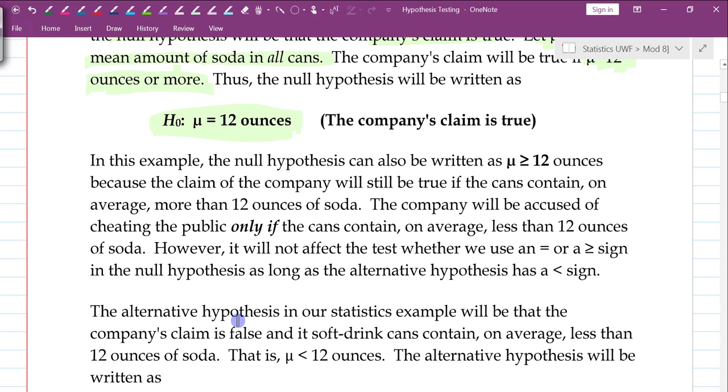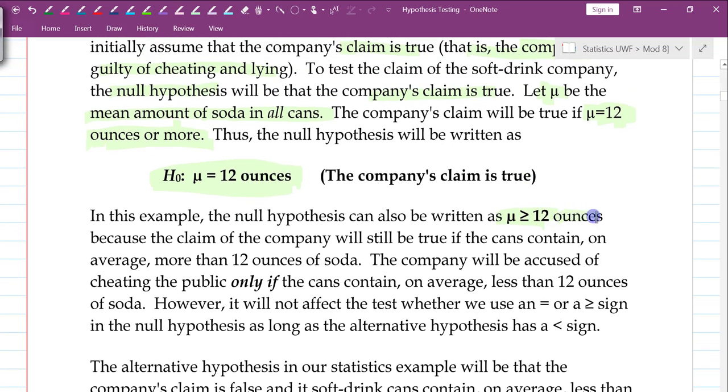In this example, the null hypothesis can also be written as mu is greater than or equal to 12 ounces. Remember up here, we said that the company's claim will be true if mu is equal to 12 ounces or more, okay? They won't get in legal trouble if they're putting 12.5 ounces consistently in their cans of cola, or if they're putting in 13 ounces or whatever. They'll only get in legal problems if they're falsifying how much they're putting in by having less than the amount that they state on the can.